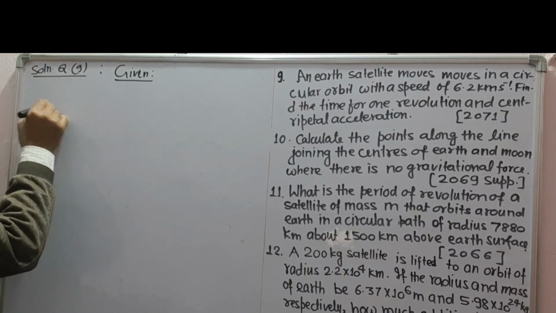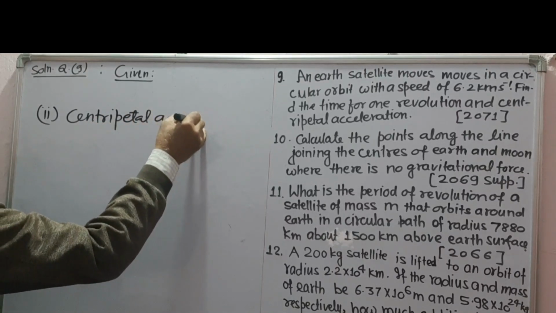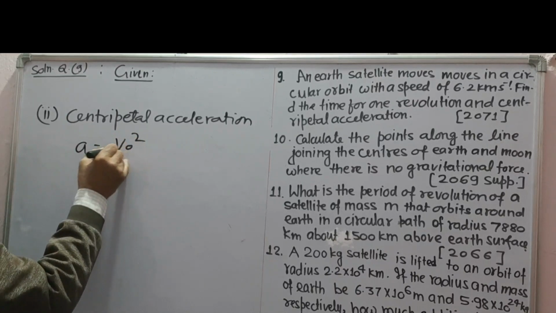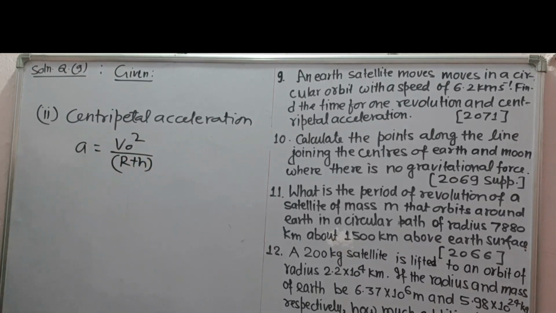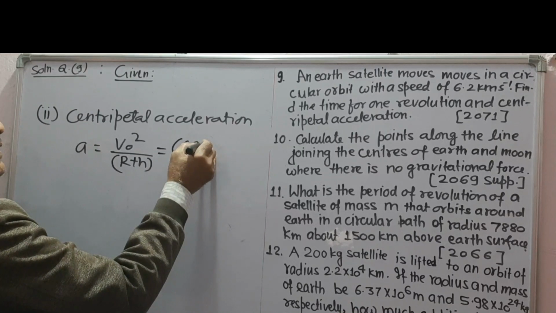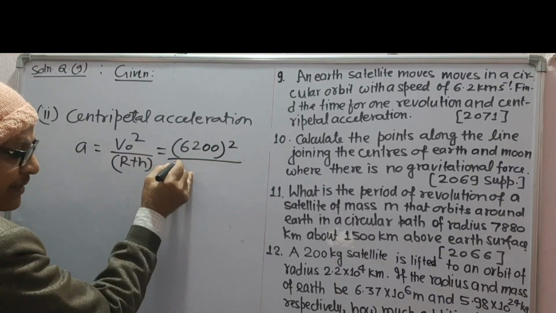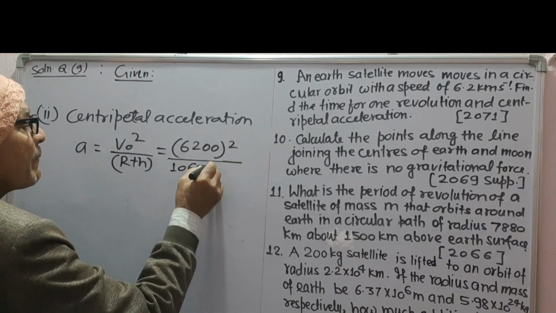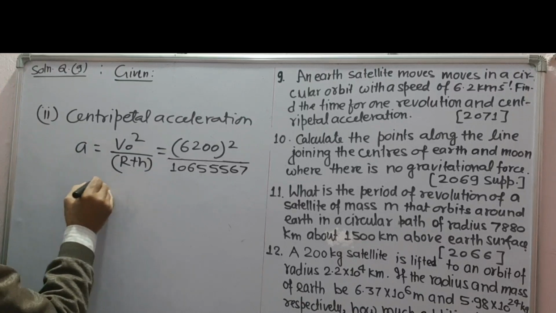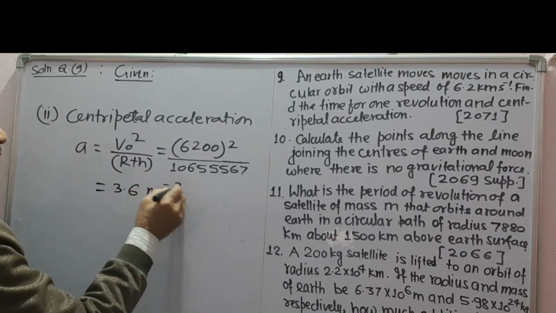Second part, centripetal acceleration. A is equal to v square upon r plus h, means v square upon radius. v naught is 6200, its square upon r plus h, which is 10,65,55,67, which gives 3.6 meter per second square.